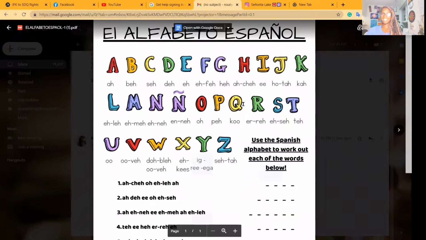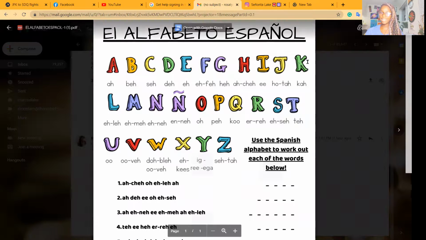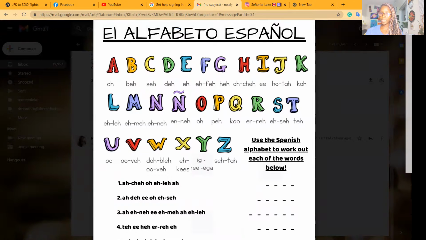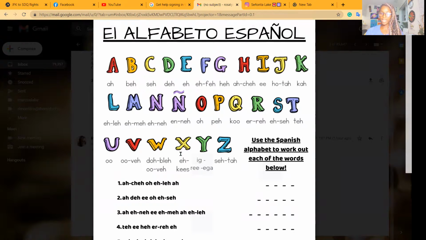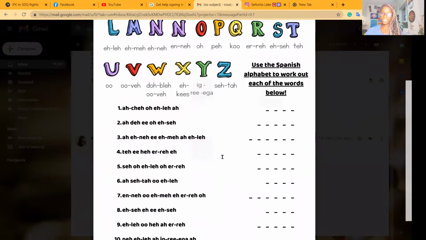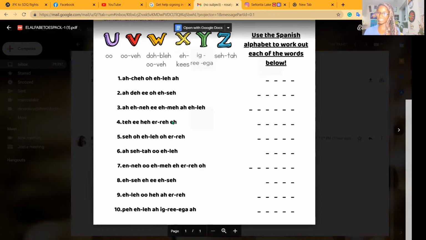So basically, we are going to close out with el alfabeto. A, B, C, D, E, F, G, H, I, J, K, L, M, N, Ñ, O, P, Q, R, S, T, U, V, W, X, Y, y Z. And the assignment that I would like for y'all to tag me in is using the Spanish alphabet to work out each of the words below. Desde el 1 al 10, from 1 to 10.